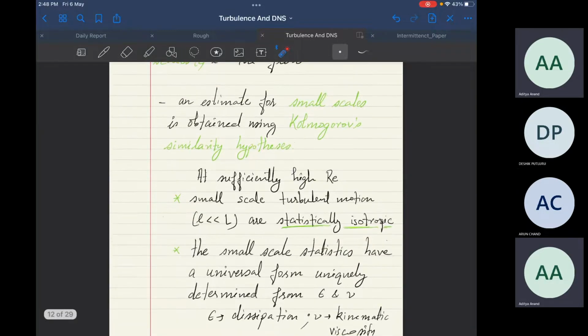So this is the assumption of isotropy, and there are two similarity hypotheses. The first one says that the small scale statistics have a universal form which depends only on your dissipation rate and viscosity.